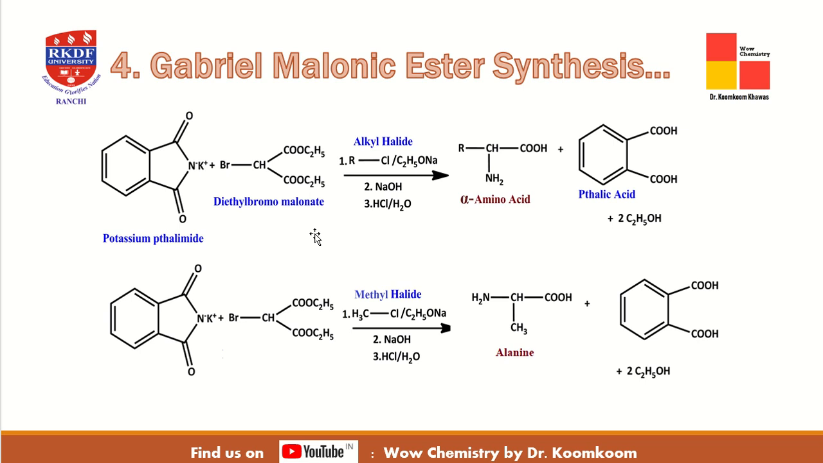Malonic ester. If you have any doubt, you may put your comments in the comment box. Here I've chosen methyl halide as the alkyl halide. You can choose any other halide also, and accordingly you will obtain your amino acid. For example, if you take an isopropyl halide, then you will obtain valine and so on. So this is the reaction as shown over here.